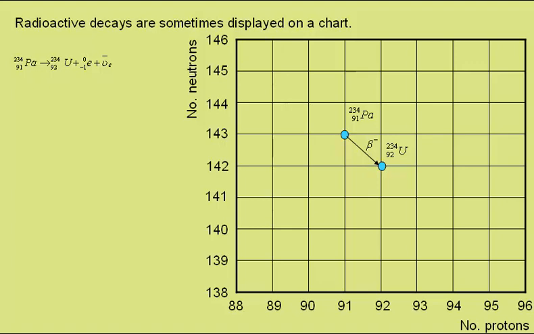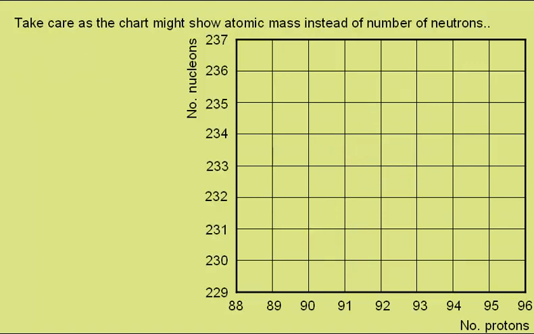But uranium-234 is not stable, and it decays through alpha decay to be thorium-230. So, to position thorium on the chart, it will have 90 protons and it will have 140 neutrons. That is 230 minus 90. So thorium will be positioned here. We can now add a line joining these two, which shows the alpha decay. Do take care, as the chart might show atomic mass instead of number of neutrons.